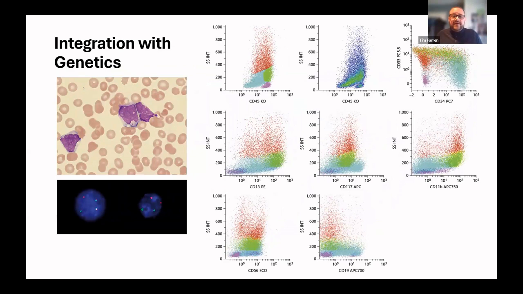So this is a case that we have here. We know this is an AML case with a known fusion. I can tell you this is a blood film here. It's just a small snapshot of the blood film. If you had the full blood film, I could tell you there was some differentiation to mature neutrophils. Some of them looked a little bit dysplastic. There was some eosinophilic differentiation.